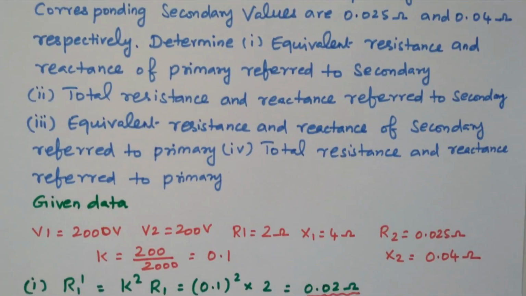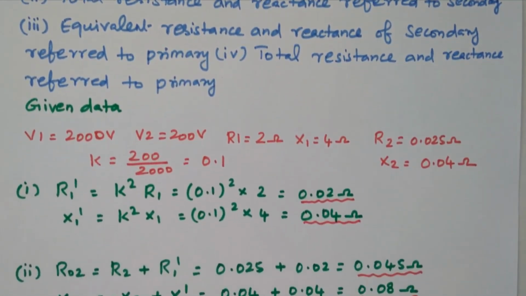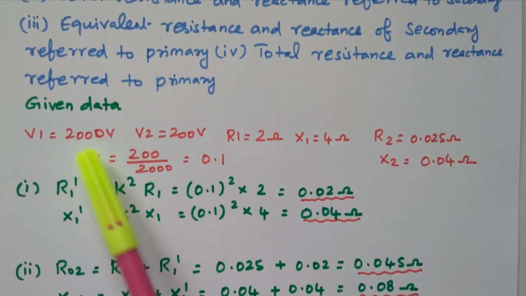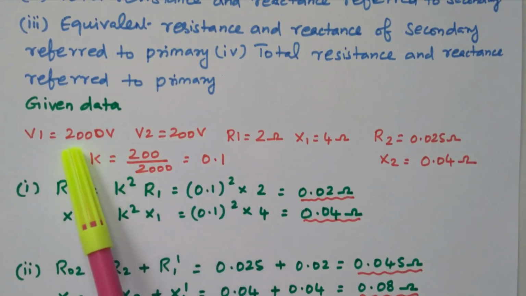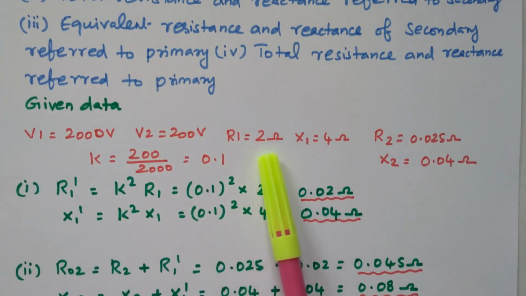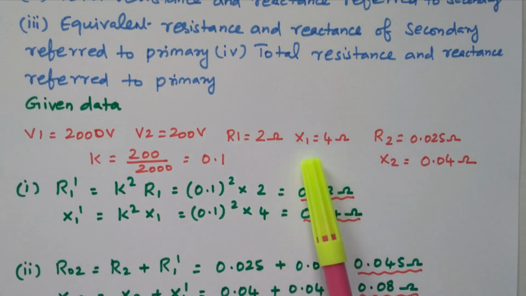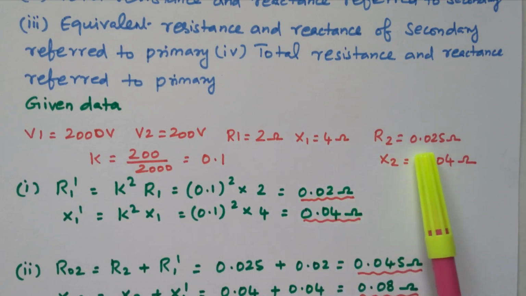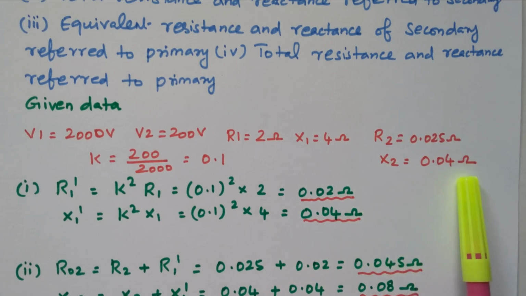So the data given are, V1 is given 2000 volt, V2 is 200 volt, primary voltage is 2000, secondary voltage is 200 volt. Then R1 is given 2 ohm, primary side resistance, primary side reactance X1 is 4 ohm. Similarly, secondary side resistance 0.025 ohm, secondary side reactance 0.04 ohm.